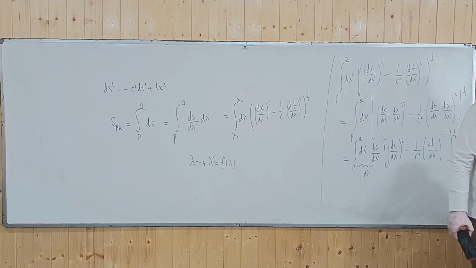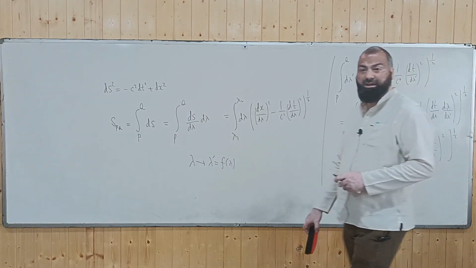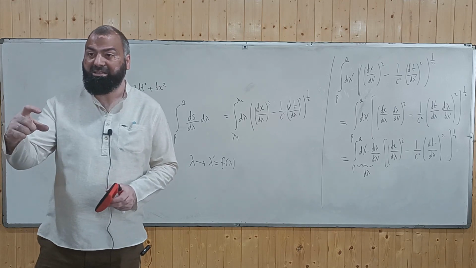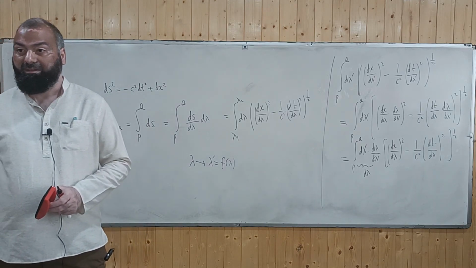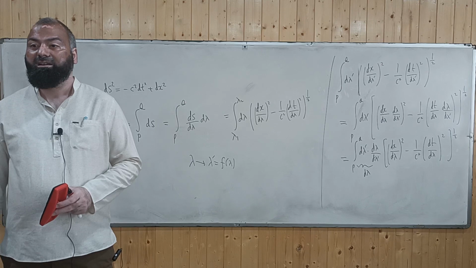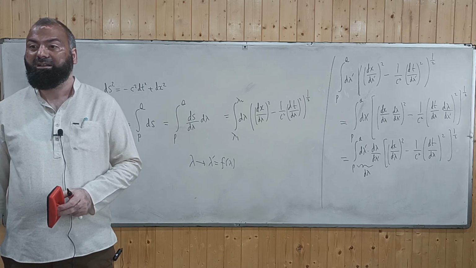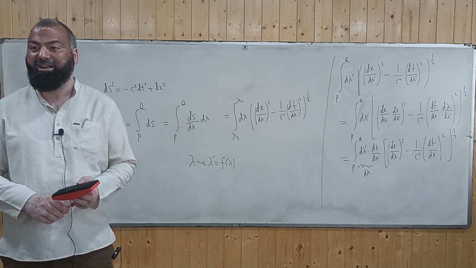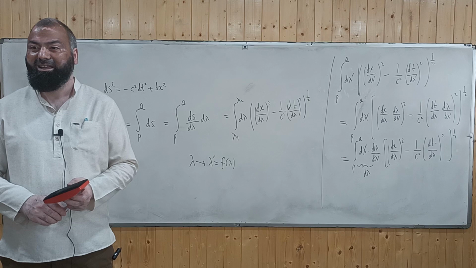Now let's give a physical significance to this parameter. Arc length and interval: what's the difference between arc length and interval? The interval is usually defined by ds square.